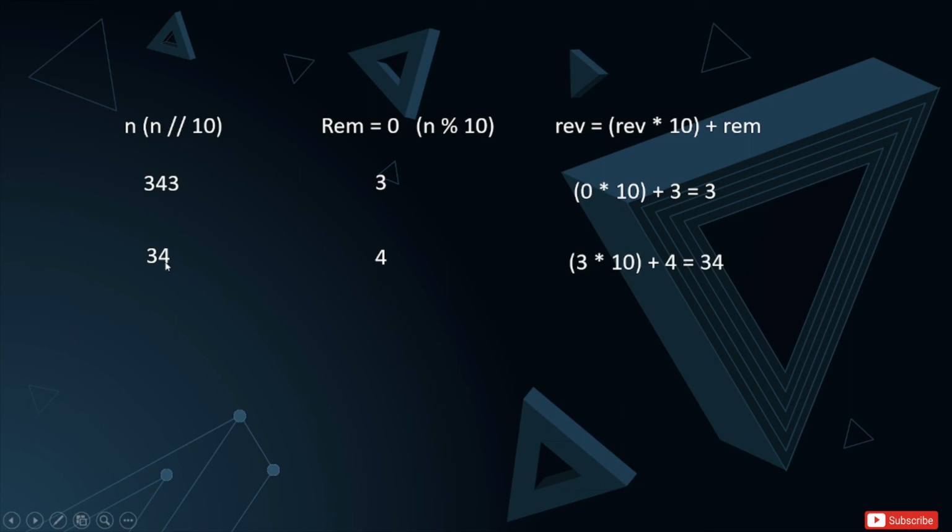And now we have to remove this 4 from n, so we'll get 3. Now we do 3 mod 10, so we'll get 3 as output, and now add this to reverse. This time reverse value is 34, so 34 into 10 will be 340 plus 3 will be 343. So if you observe, the actual number and the number we got after reversing are the same. So in this case, we are going to print wins. I hope you understood the logic.